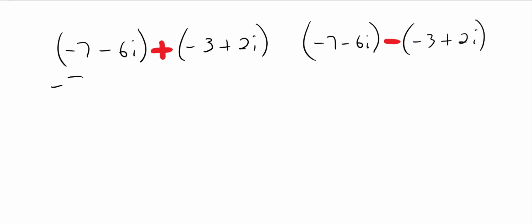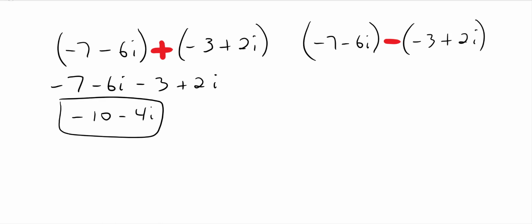Plus is easy. Negative 7 minus 6i minus 3 plus 2i, right? You just rewrite it. And then you combine terms. Negative 7 minus 3, negative 10. I don't care if you use your calculator. You're certainly not typing an i in your calculator. You are just typing the numbers in. And negative 6i plus 2i is negative 4i. And that's my answer. Okay?